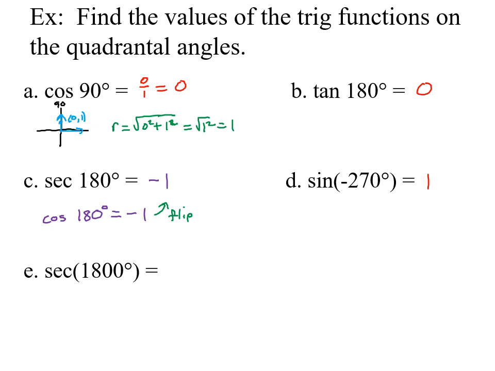Or secant of 1800, again, I would type in cosine 1800 in the calculator. It will come out to be 1, I believe. And so we would flip that over to get the correct answer for secant.